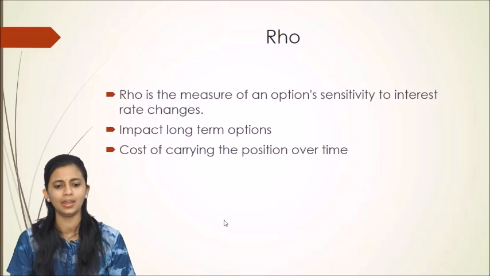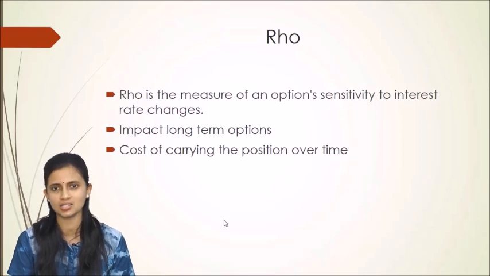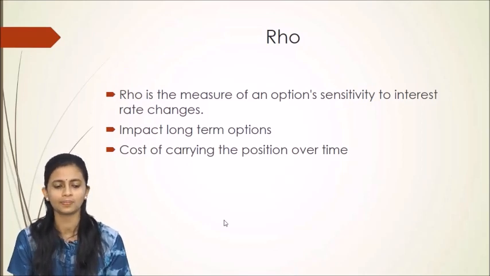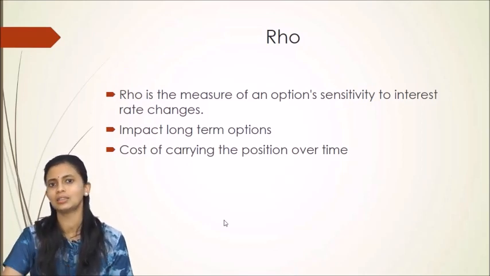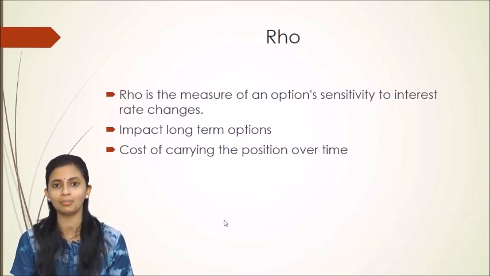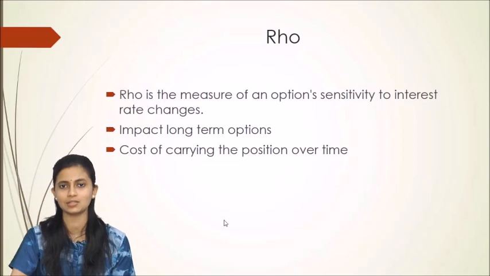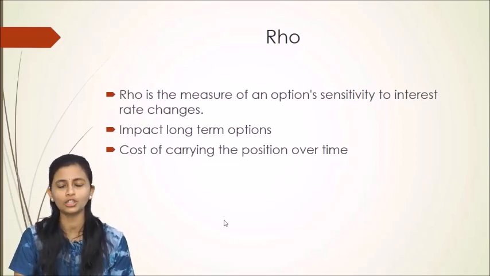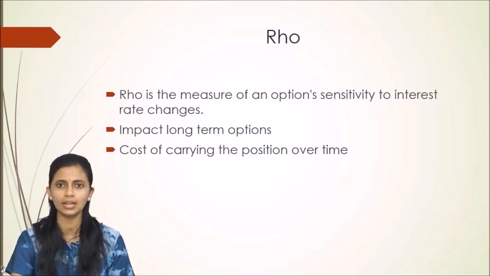Next, it is rho. Again, I will not go too deep into this. Rho is a measure of option sensitivity to interest rate changes. Okay, if you want to hold options for the long term, then this will come into the picture, wherein the change in interest will also matter, because instead of investing somewhere else where you will get interest, you are investing in options. So when you hold for the long term, this interest rate change will also impact the value. So the cost of carrying the position over time is called rho.